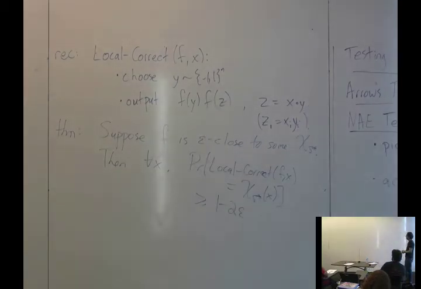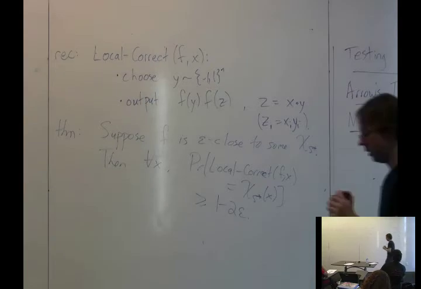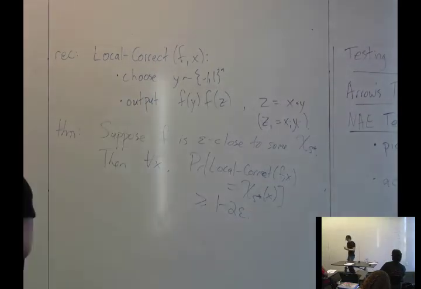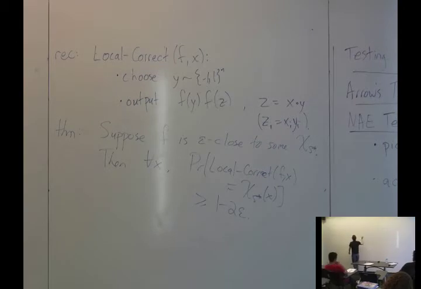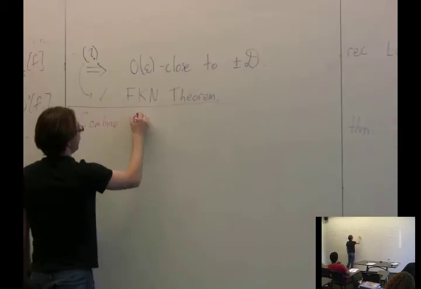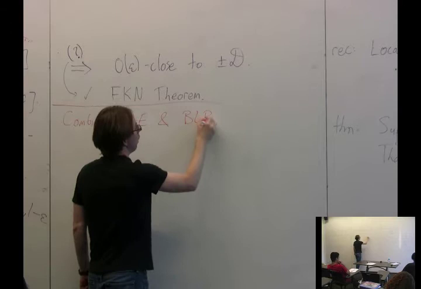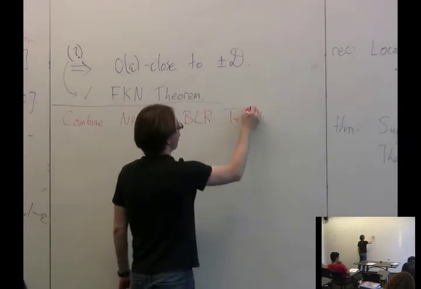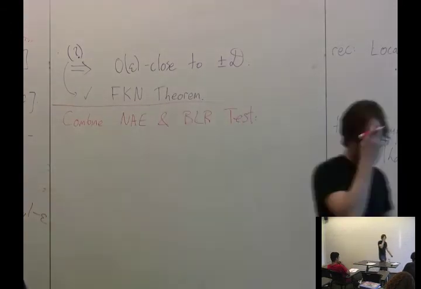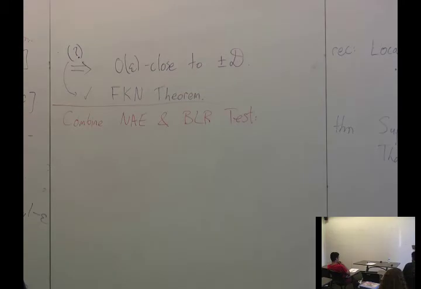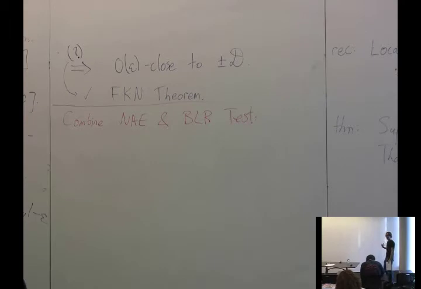I'll tell you another solution now. So we'll also illustrate a nice point. The other trick that you can do is just combine the NAE test and the BLR test. Because among plus or minus dictators, only the plus dictators are also parities. The other guys are negated parities.